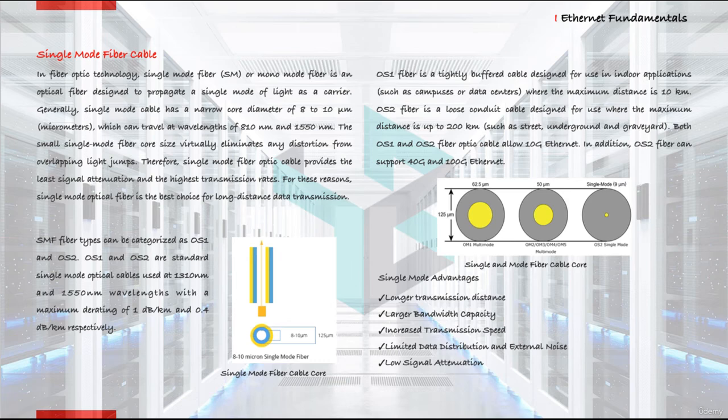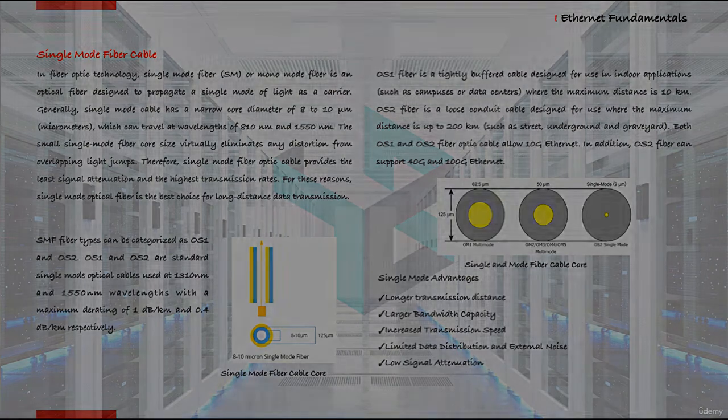As for the advantages, single mode provides longer distance transmission, larger bandwidth capacity, increased transmission speed, and less data distortion and external interference, with fewer signal attenuations. Single mode's OS1 fiber is designed for indoor applications on campuses or data centers because its maximum distance is 10 kilometers. But because OS2 reaches up to 200 kilometers, telecom companies use OS2 types more for underground cabling. OS2 fibers also support 40 Gb and 100 Gb Ethernet.